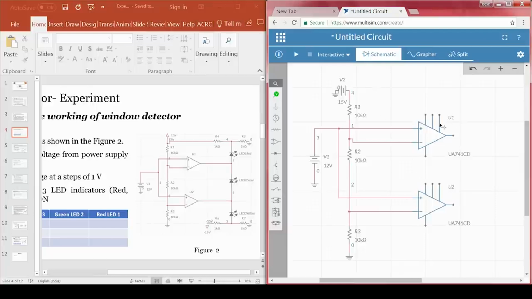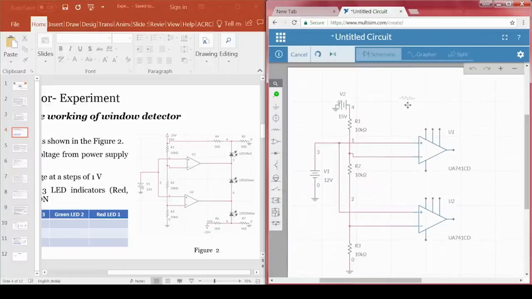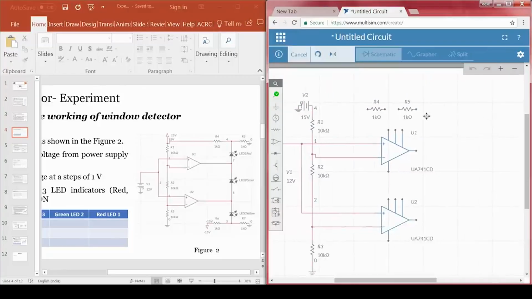Right. Now, what do we require? We require another 2 resistors. So, he is selecting a resistor, and one more resistor we require. The value of the resistor is 1 kilo ohm. Now, we have to ground it. So, we have to drag it to the ground and connect the resistors. Excellent.